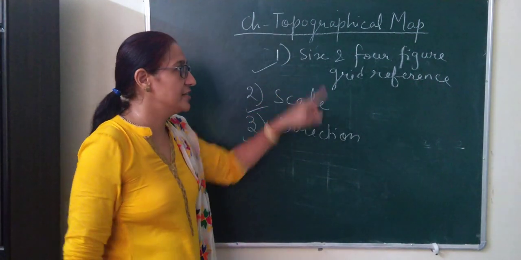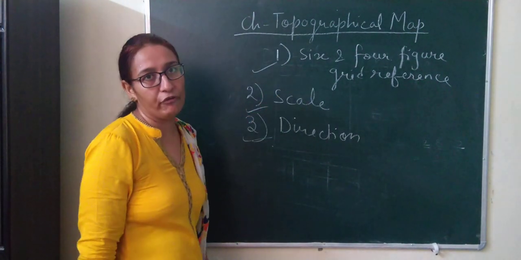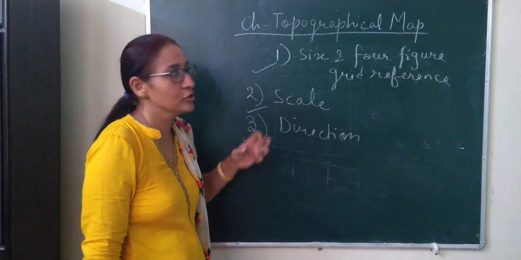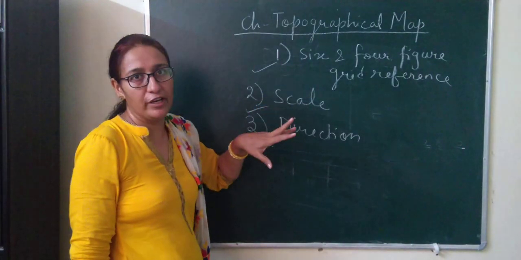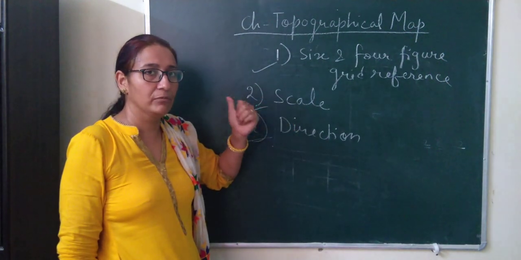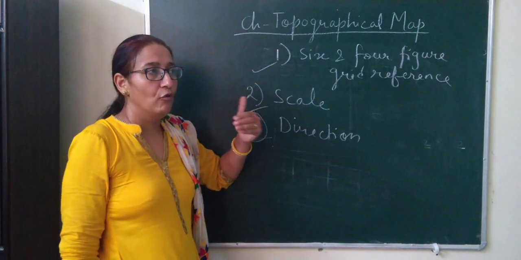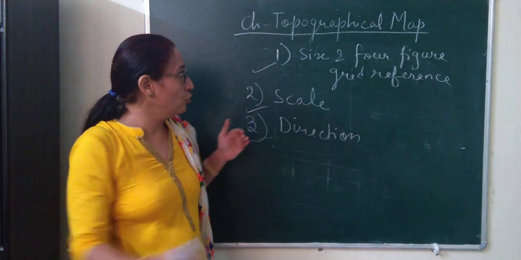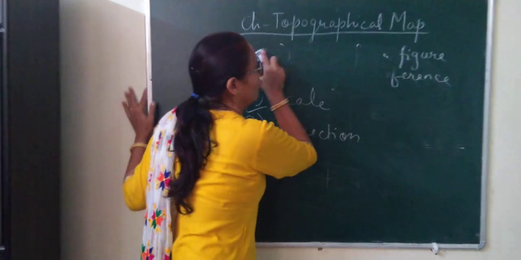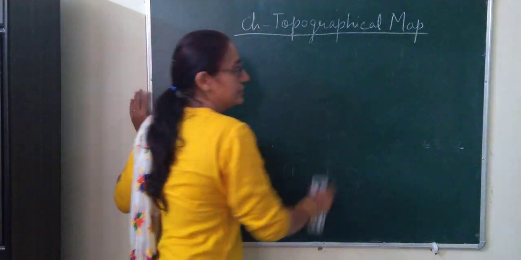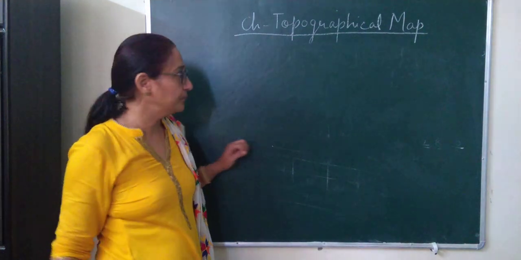First we will start with 6 and 4 figure grid reference. How to find out 4 figure and 6 figure grid reference. To understand 4 figure and 6 figure grid reference, let's take a recap from the very first video. What are eastings and what are northings? So to understand 6 figure and 4 figure, we should know about eastings and northings.